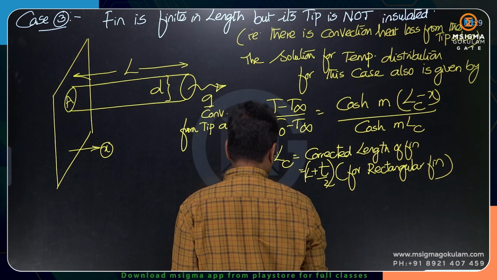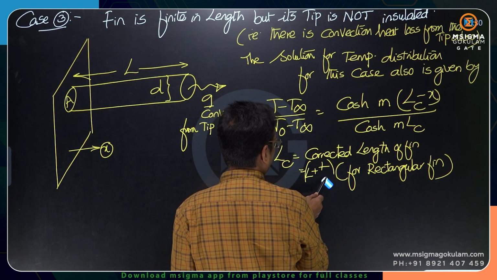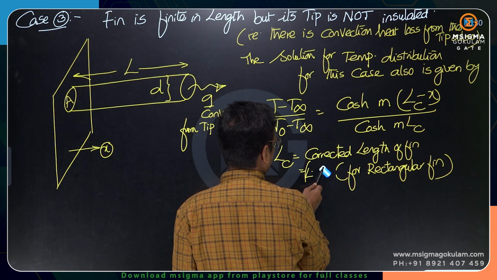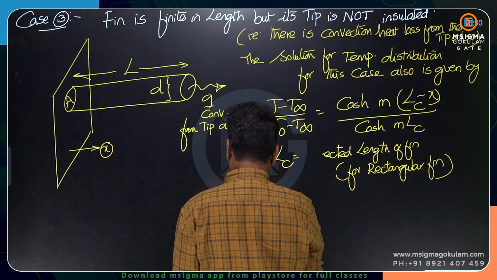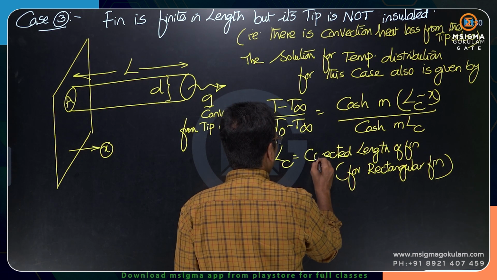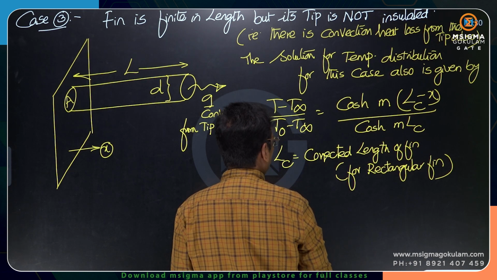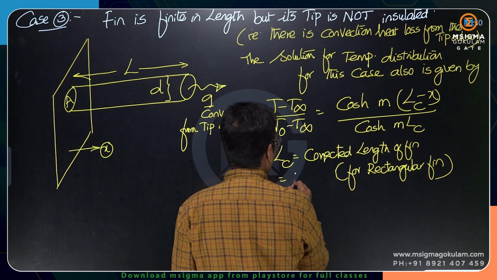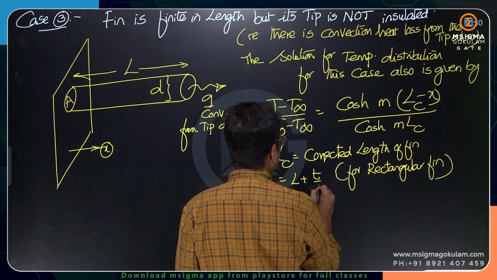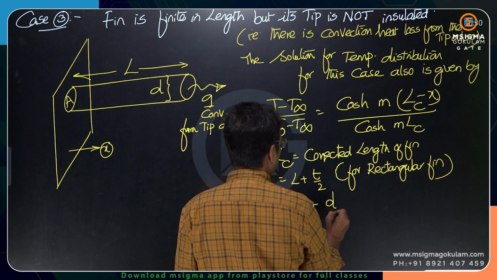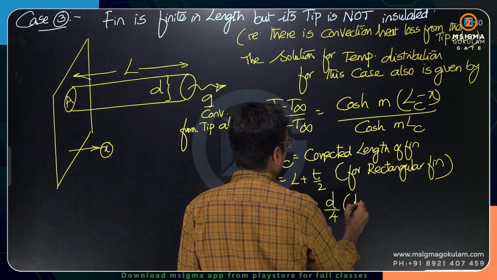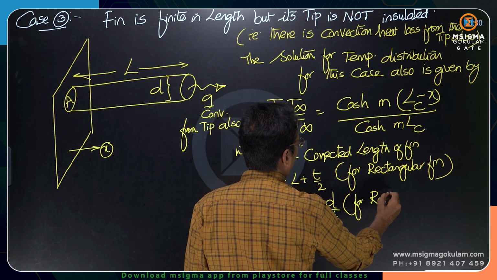Are you able to get? I am writing more clearly here. LC, that corrected length, is given by LC is equal to L plus T by 2, where T is the thickness, for the rectangular fin. LC is equal to L plus D by 4 for the pin fin.